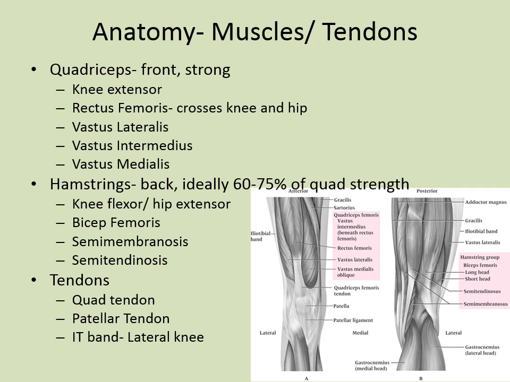The hamstrings are a knee flexor, so they will bend the knee. You can see they cross the knee joint here on either side, so they can bend the knee. And they also extend the hip because they come up and attach to the hip up here.